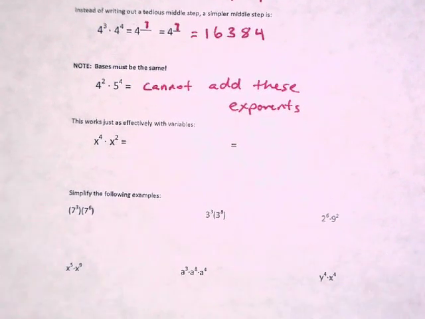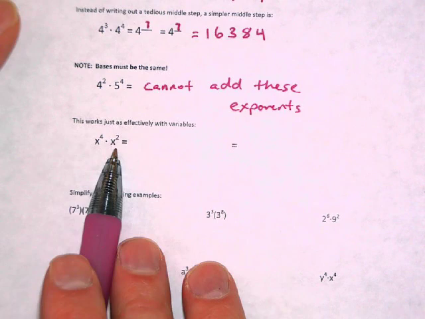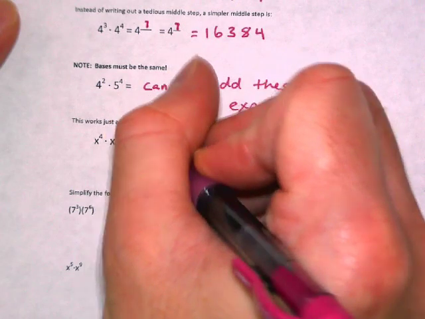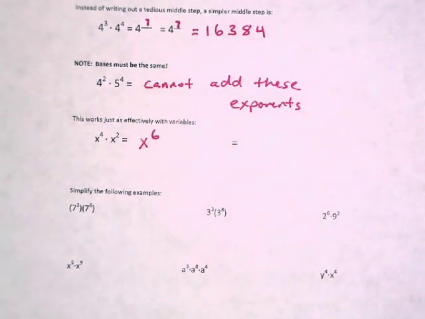All right, if we move on down, it works the same if you have variables, as long as that variable, that base, is the same. So these are both x's, so I can add 4 and 2, and we get x to the 6th. It's actually kind of easier when you're dealing with variables because we are always done at that point. You can't go put that in your calculator. So we're just going to leave that as x to the 6th.